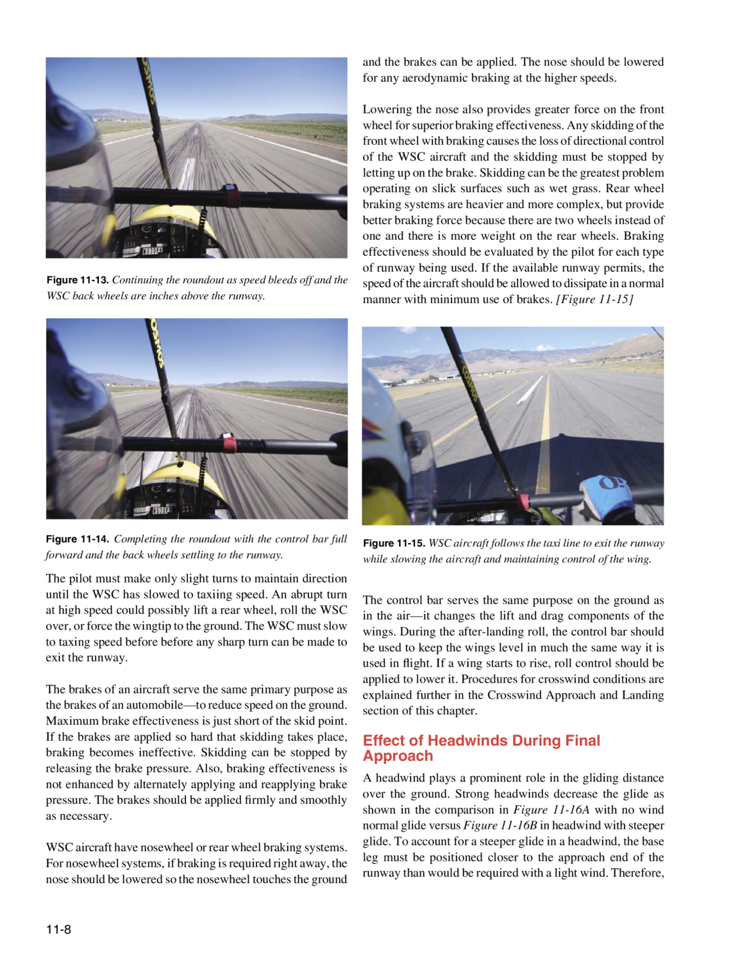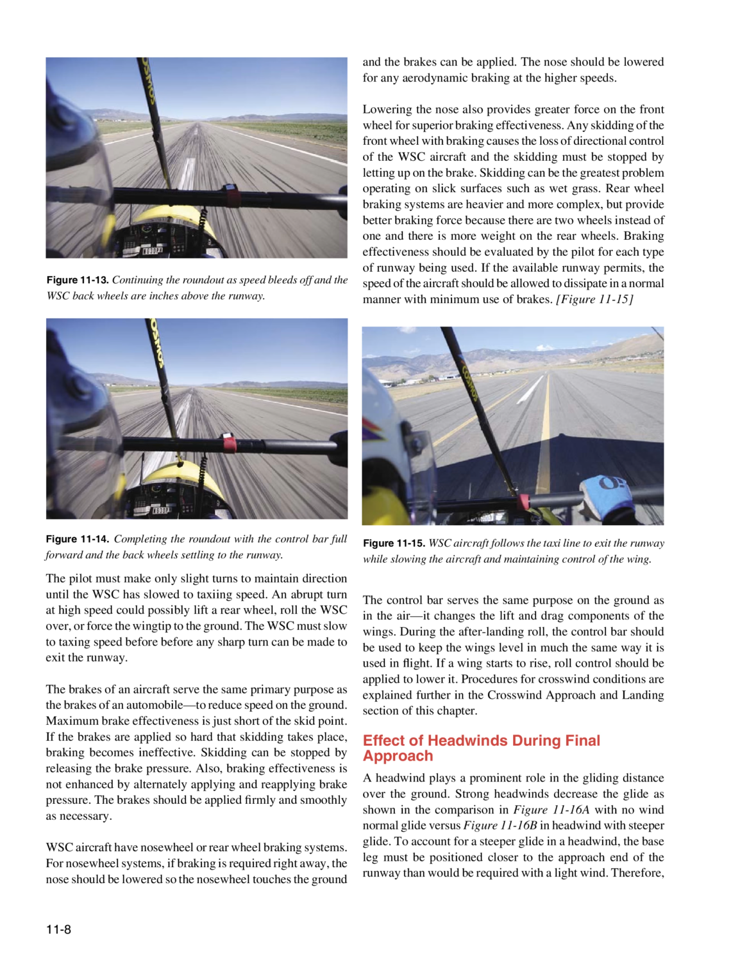For nose wheel systems, if braking is required right away, the nose should be lowered so the nose wheel touches the ground and the brakes can be applied. The nose should be lowered for any aerodynamic braking at the higher speeds. Lowering the nose also provides greater force on the front wheel for superior braking effectiveness. Any skidding of the front wheel with braking causes the loss of directional control of the WSC aircraft, and the skidding must be stopped by letting up on the brake. Skidding can be the greatest problem operating on slick surfaces such as wet grass.